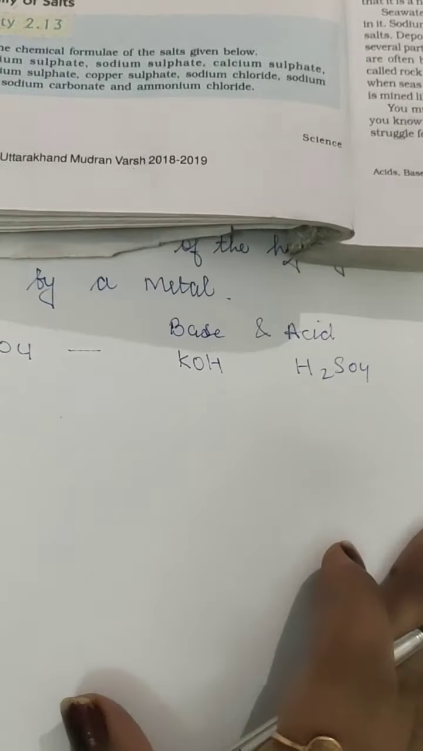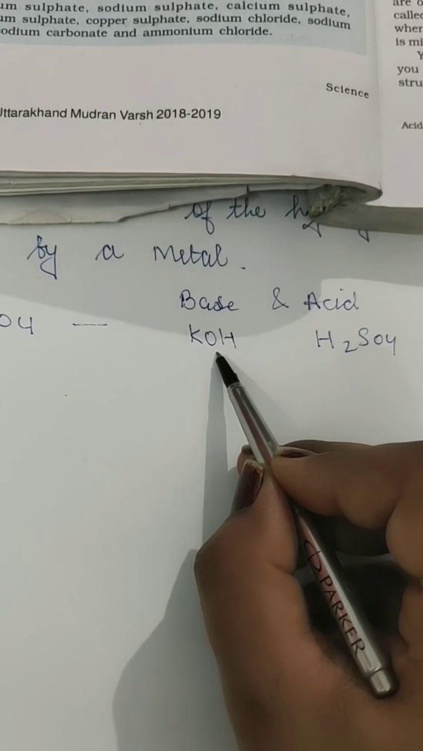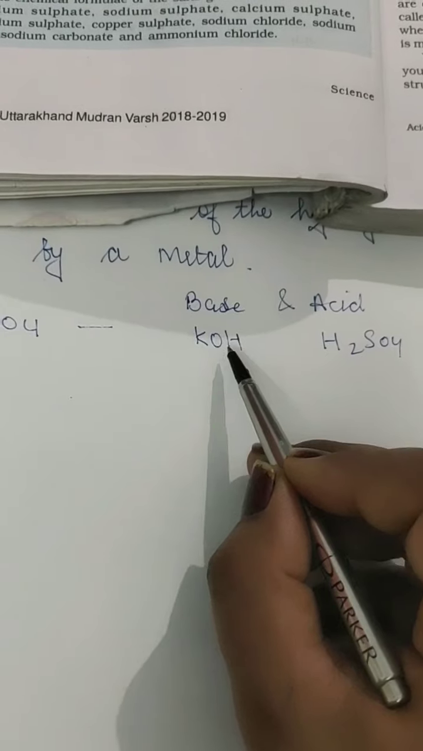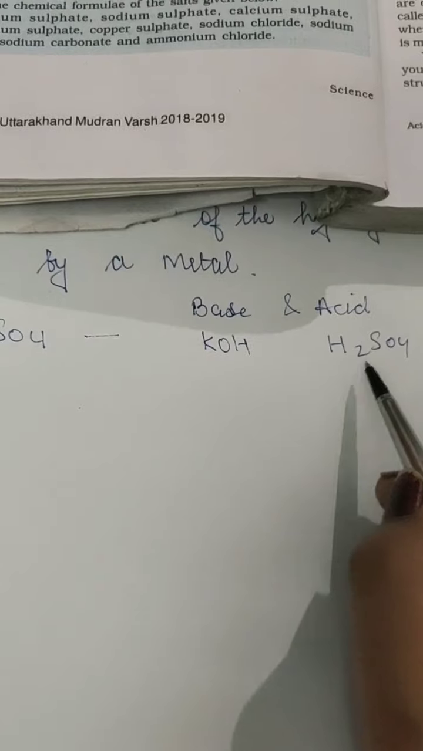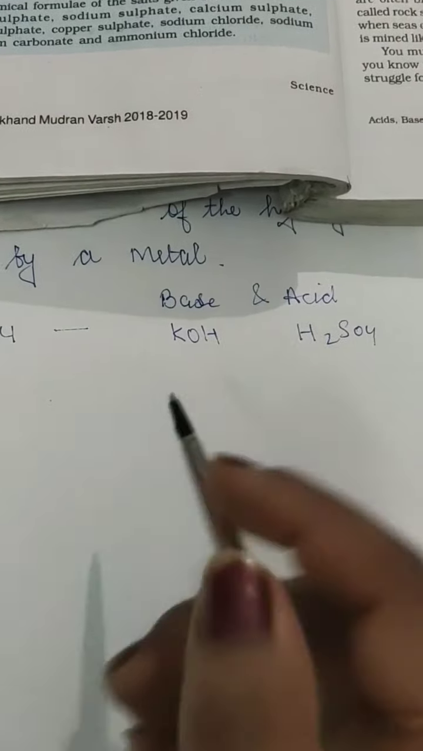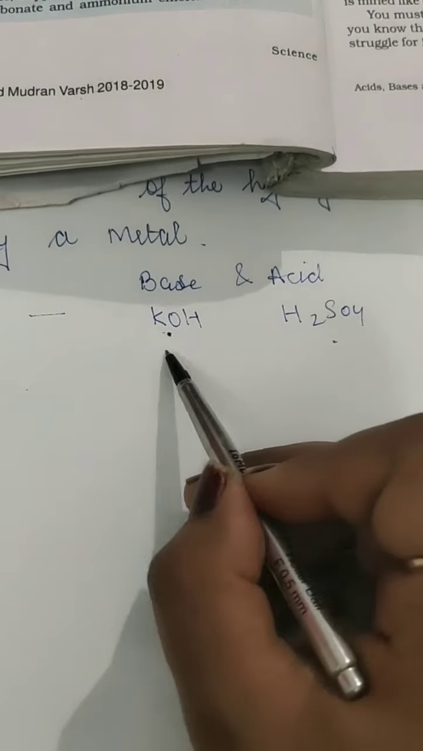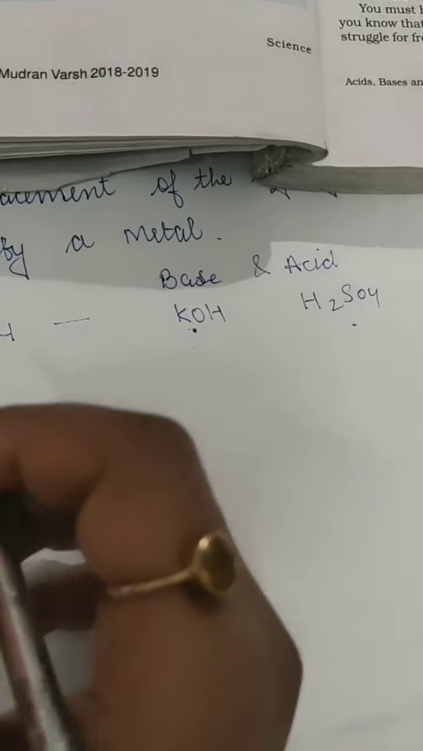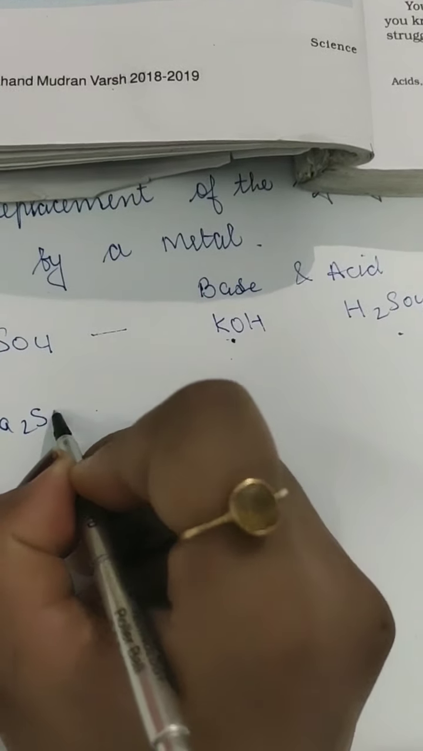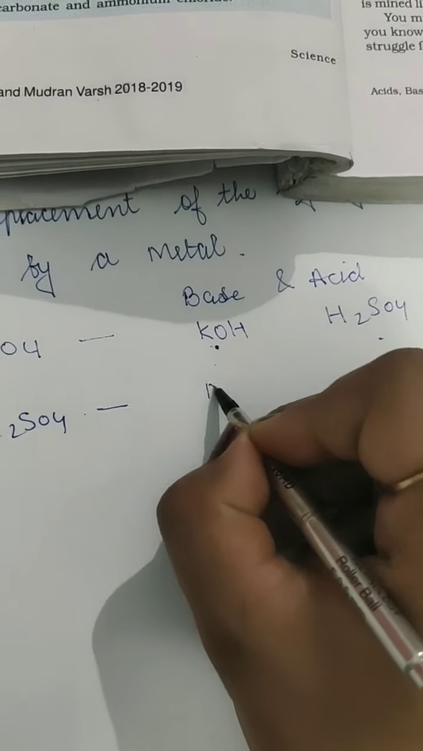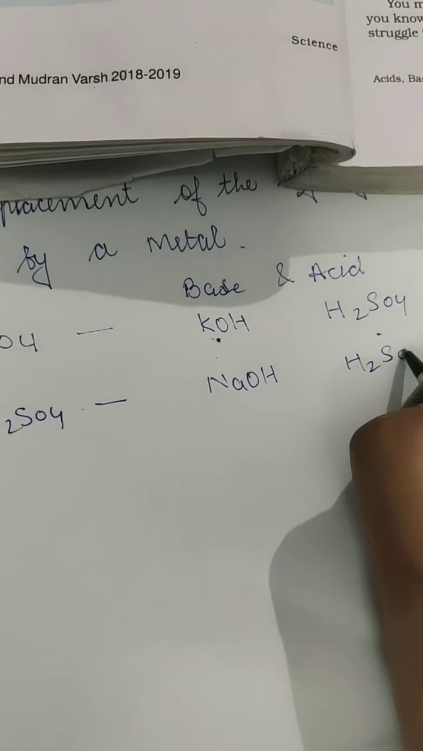H2SO4, because this is a very highly reactive metal. So this is a very reactive base, and this is not a very weak acid, and because this is a strong base and a strong acid, the salt formed will be neutral. Then sodium sulfate is Na2SO4, and here the base is NaOH and the acid is again H2SO4.